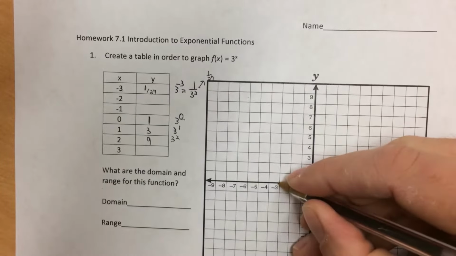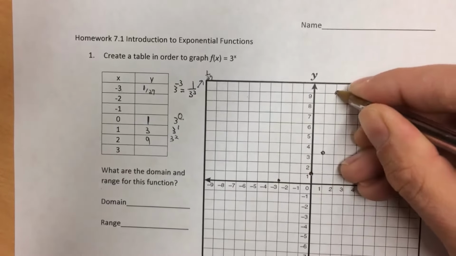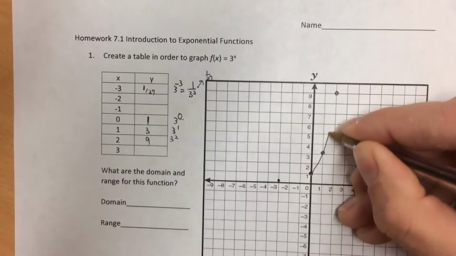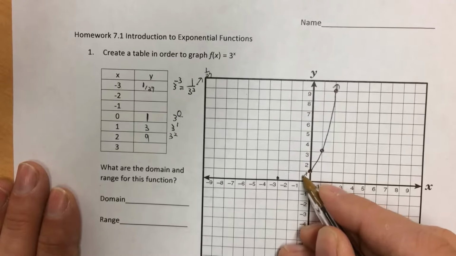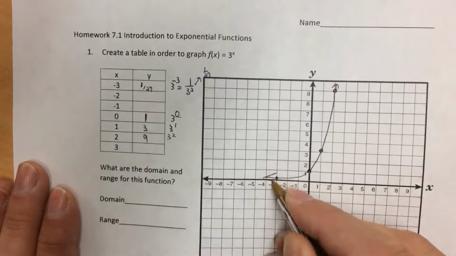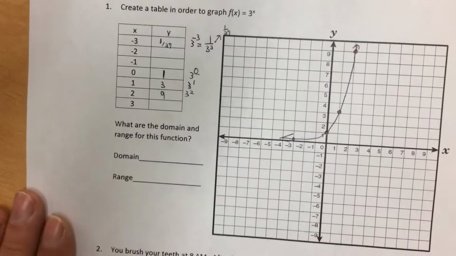So when x is -3, y is 1/27. That is very, very low. When x is 0, y is 1. When x is 1, y is 3. When x is 2, y is 9. This gives us our basic shape, even without filling in the rest of the table. You should remember that exponential functions have this asymptote at y equals 0. I'll let you do the domain and the range yourself.